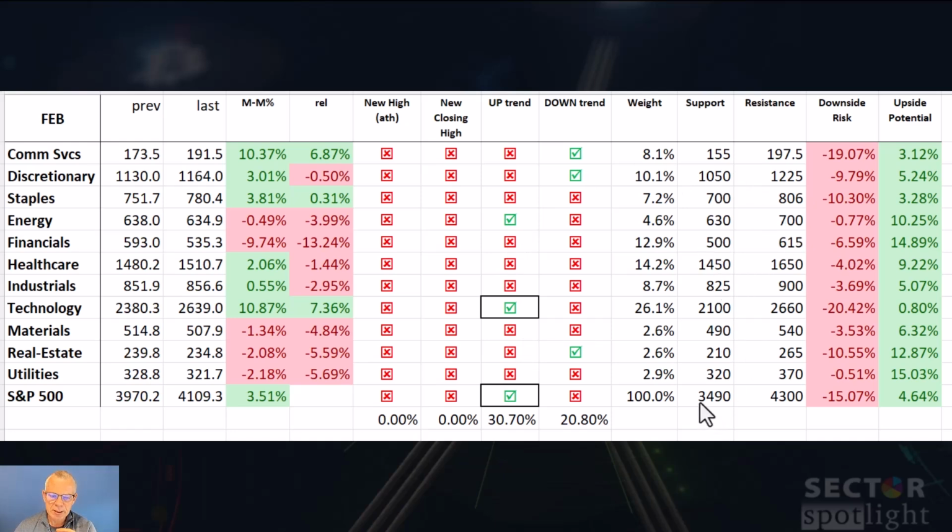You can see them here. This is my reading for the S&P 500, and now we're going to look at some of the individual charts.